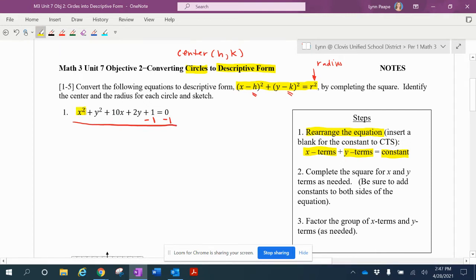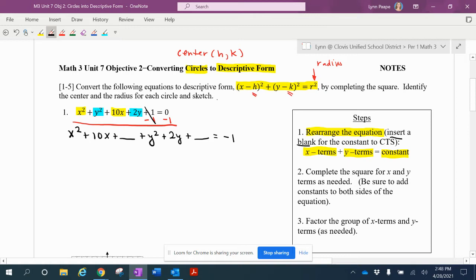Then I'm also going to rearrange my terms. I'm going to gather anything that has an x in it, so that would be the x squared and the 10x. That's going to go together. And then I'm going to have to figure out what I add to that to complete the square, so I'm going to insert a blank. Then I'm going to gather all of my y terms, so I have a y squared and a 2y, and I want to insert a blank there too. And then equals, so my constant, that gave me 0, and then 0 minus 1 is negative 1.